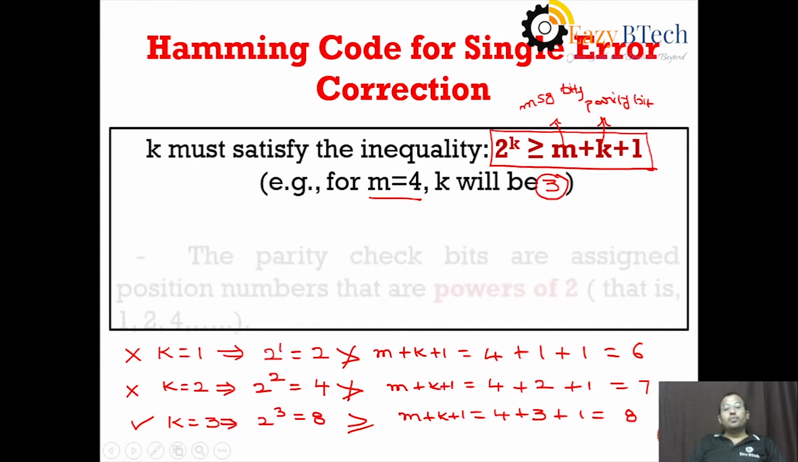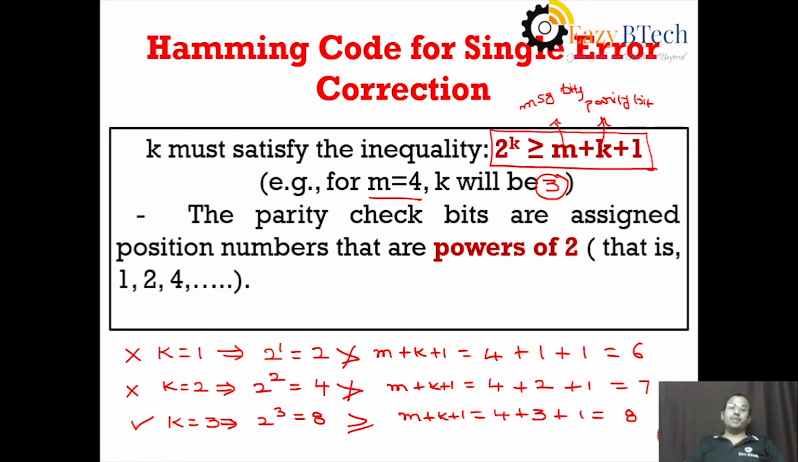So how do we place these parity bits? We have the message bits and the parity bits, so where exactly do we place the parity bits? The parity bits are placed in the positions that are powers of 2, that means 2 power 0, which is 1, 2 power 1, which is 2, 2 square, and so on.